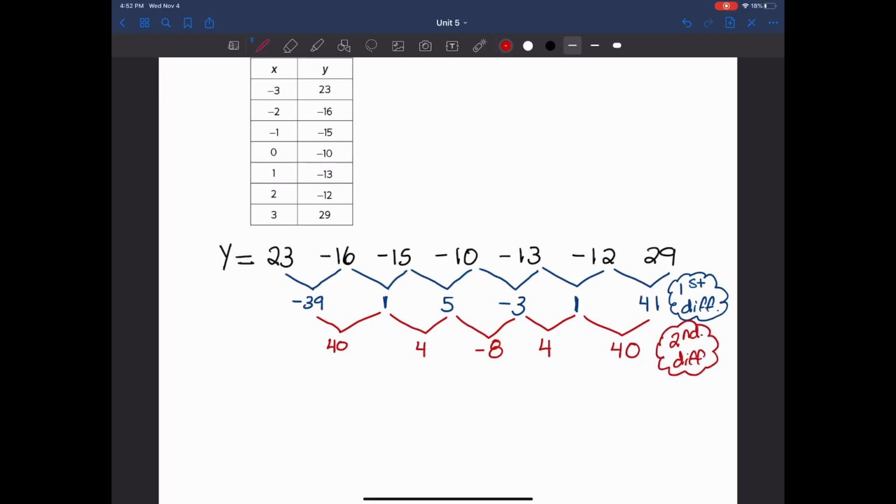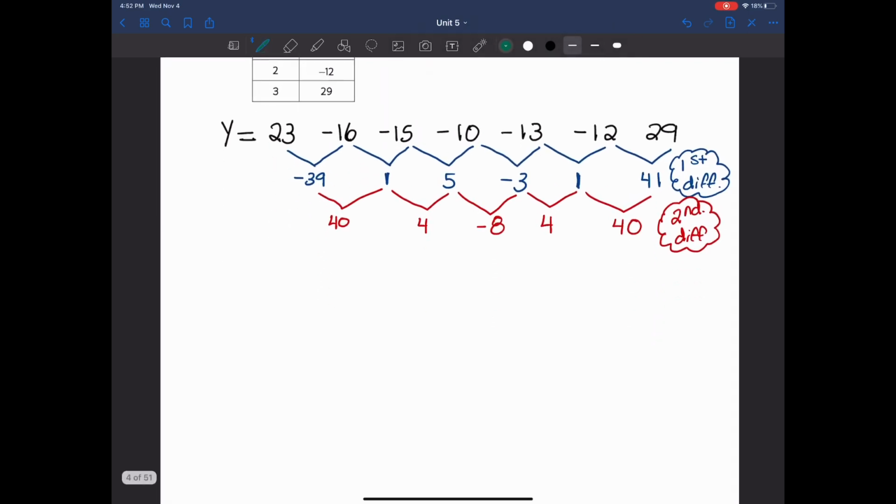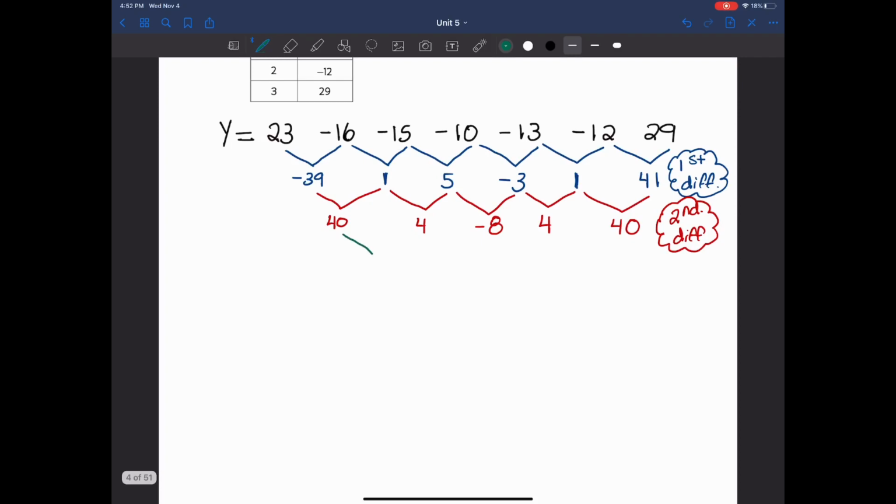Let's go ahead and do this again using even another color. Let's figure out what we have to do here. To get from 40 to 4, I have to subtract 36. To get from 4 to -8, I have to subtract 12. To get from -8 to +4, I have to add 12. To get from 4 to 40, I'm adding 36. This constitutes your third difference.